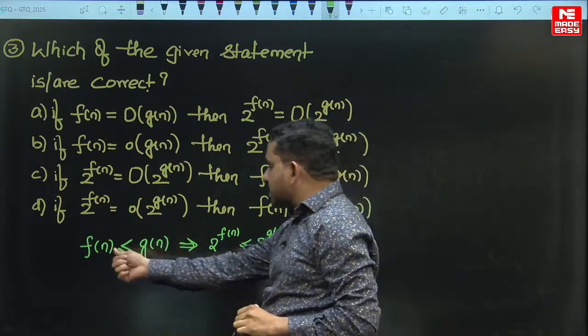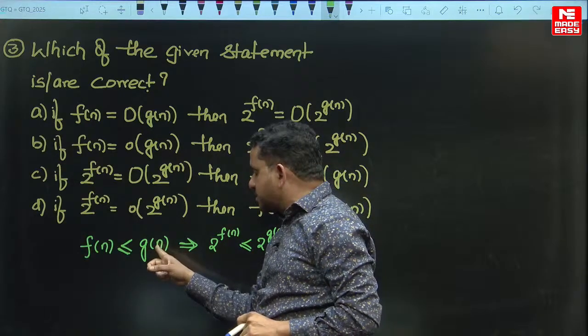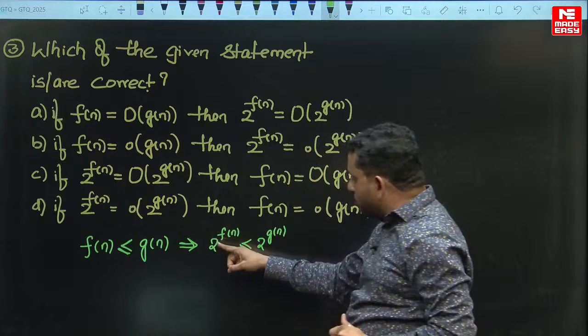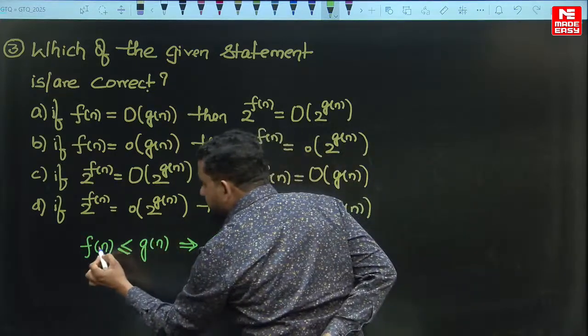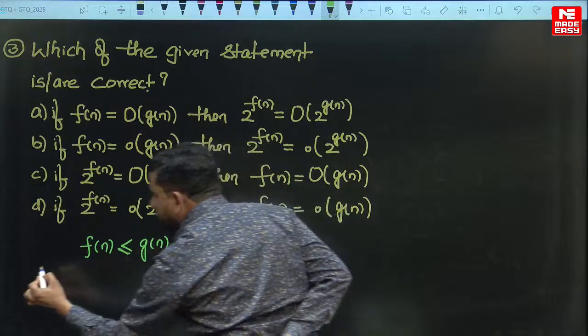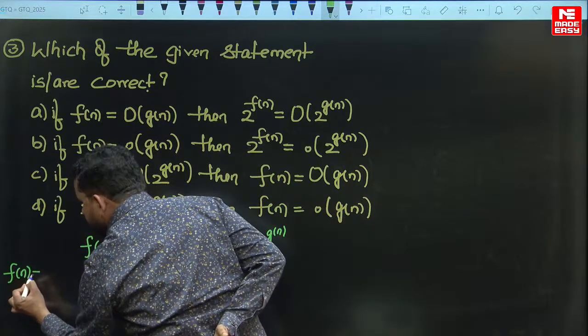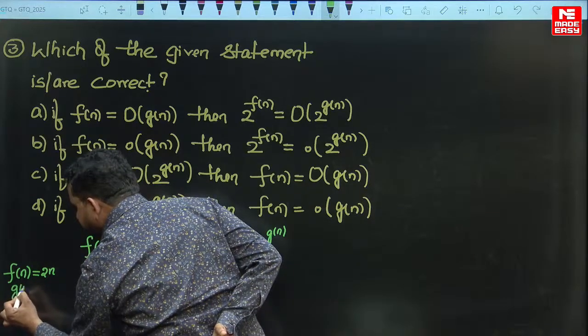This statement is true if f of n is asymptotically smaller than g of n, then 2 power f of n is asymptotically smaller than 2 power g of n. But in case f of n and g of n are asymptotically equal, where f of n is a constant times bigger, assume f of n is 2n and g of n is n.